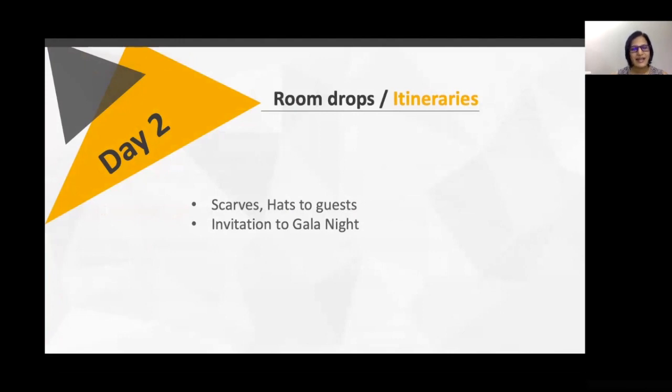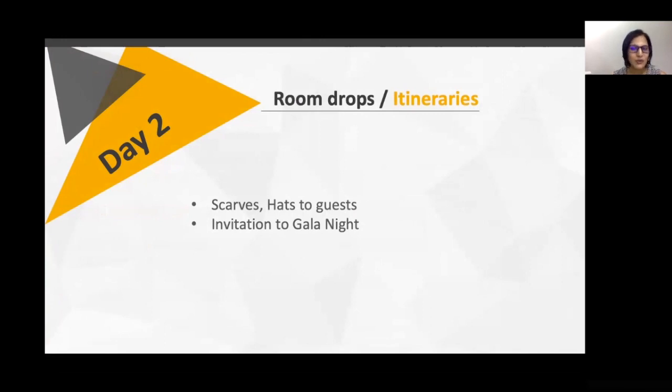Now, on the second day, they had a major gala night. When you say gala night, what does it mean? It means the main celebration. The main celebration of what? If you remember, this is an R&R event, meaning a rewards and recognition event, which means it's going to be an award function. And award functions are very important.